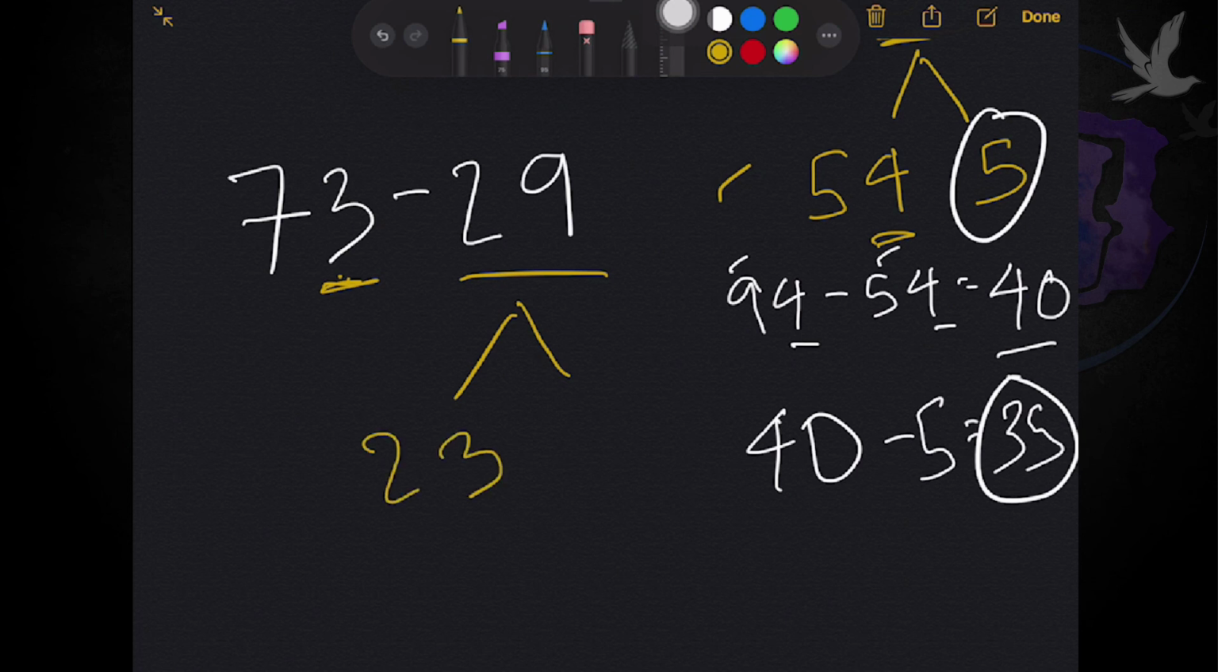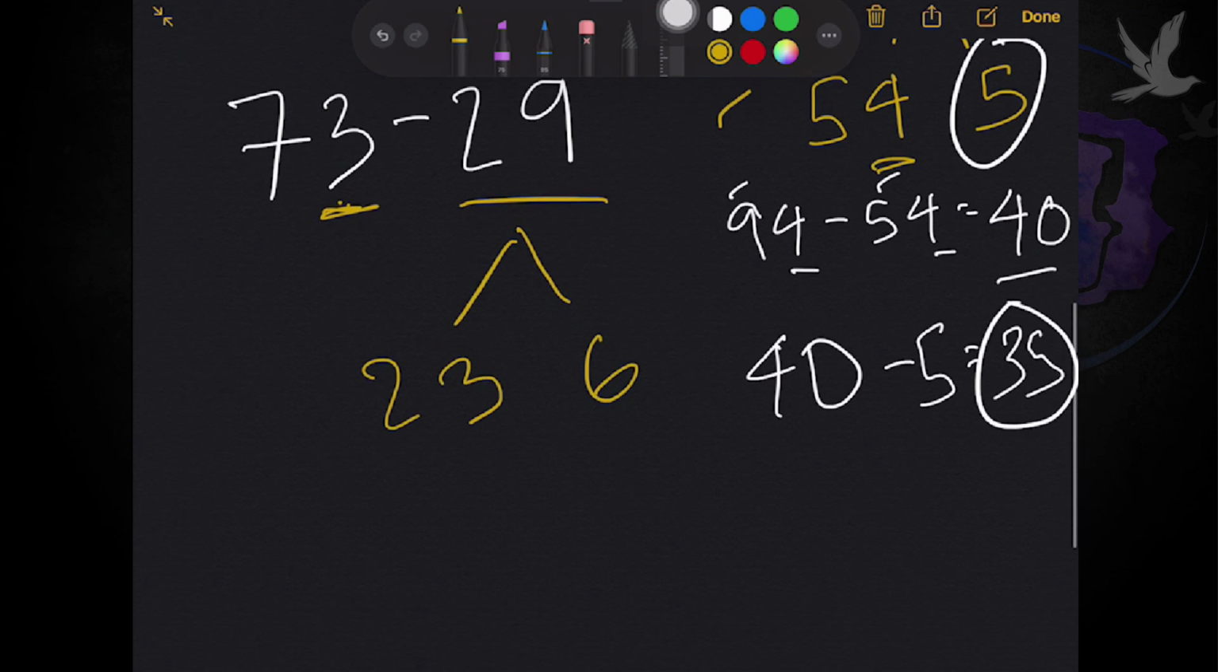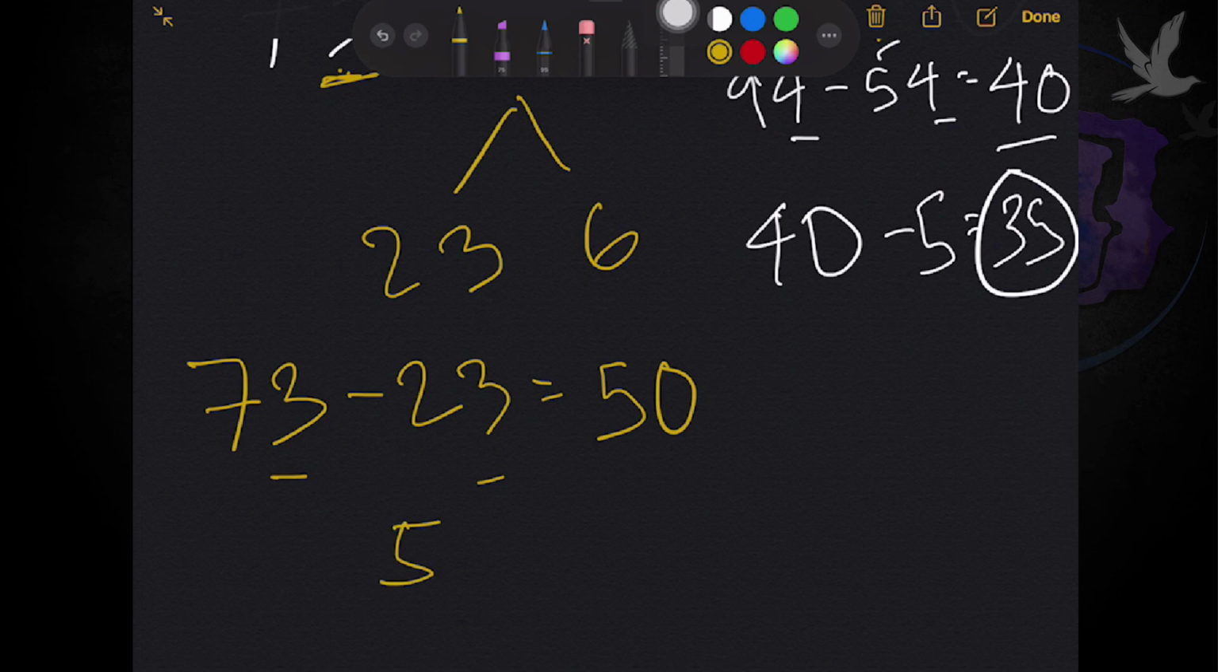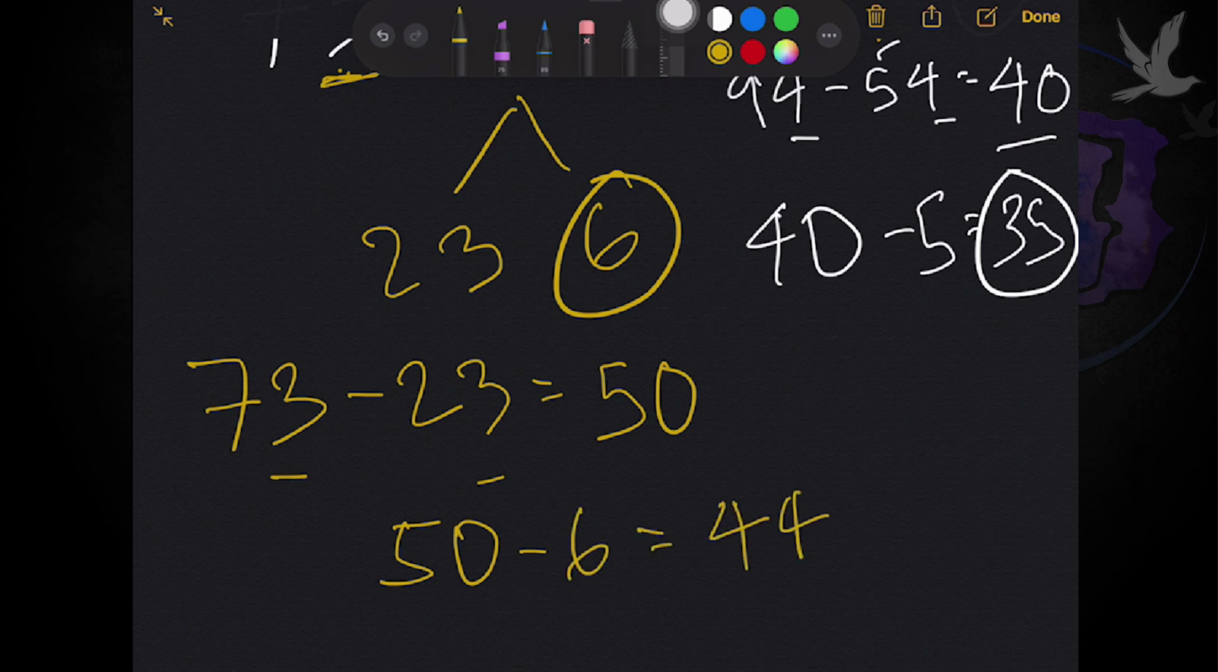How many did you remove from 29 to make it 23? 6. Mentally, 6. If you want to count it, start counting from 23 to 29. That's 23, 24, 25, 26, 27, 28, 29. So, that's a total of 6. Then, here we go again. We have 73 minus 23. If you notice, parehas lang yan. So that ends with 0, and 7 minus 2 will give you 5. And later on, proceeding with the process, we have 50, removing this from 50. So that's 50 minus 6, which will leave you 44.